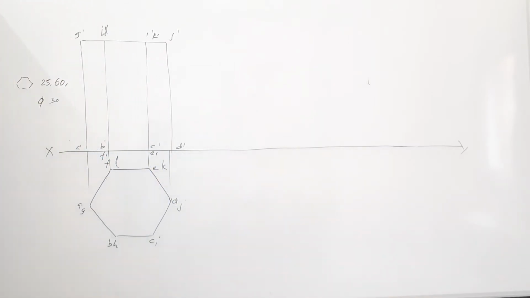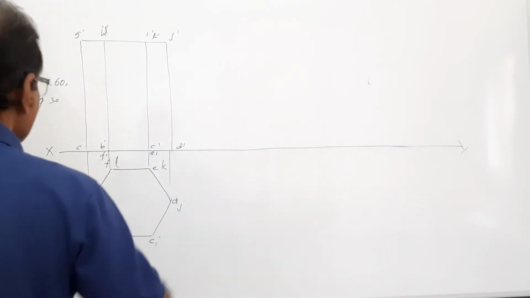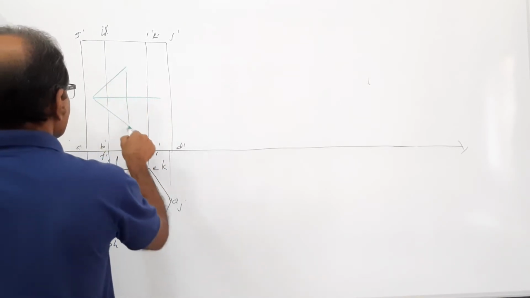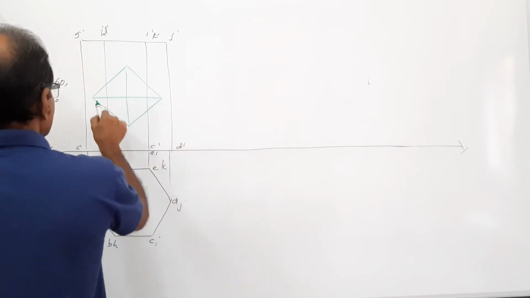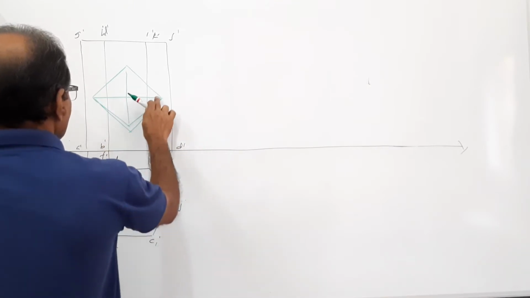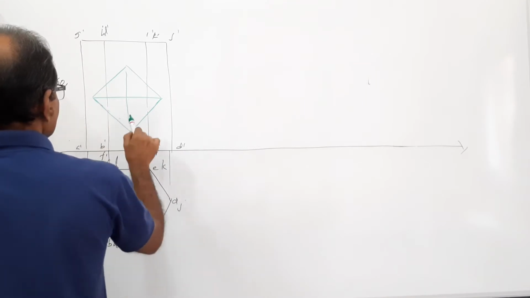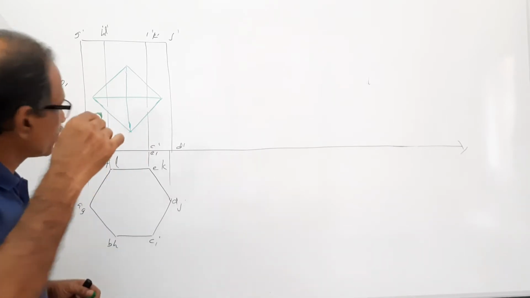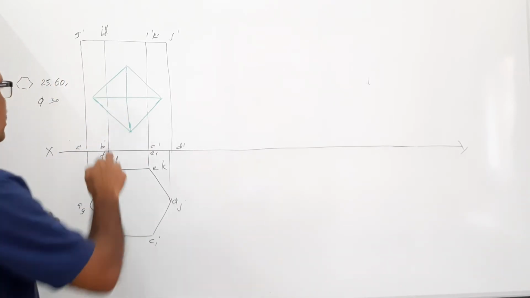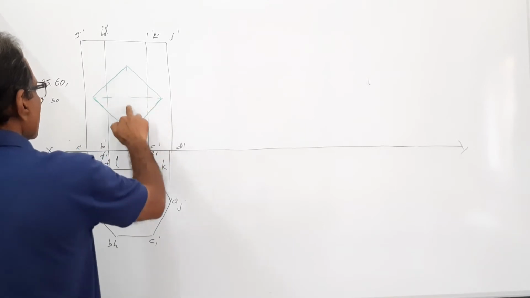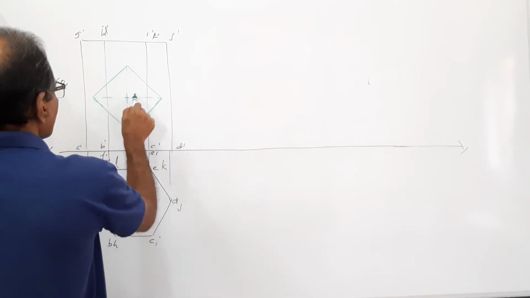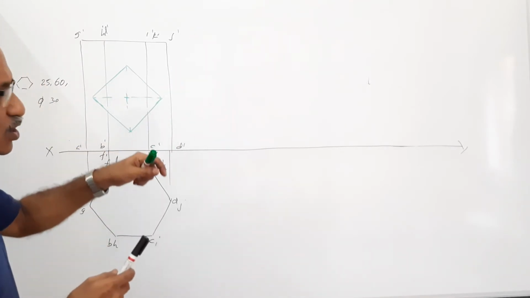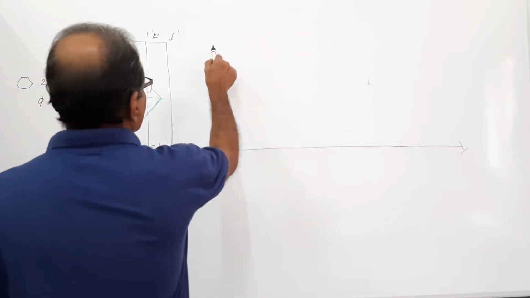how is the hole? The hole is drilled like this. The hole is drilled like this. Axis perpendicular to VP. All faces equally inclined to HP. But let us draw the development of the prism first.